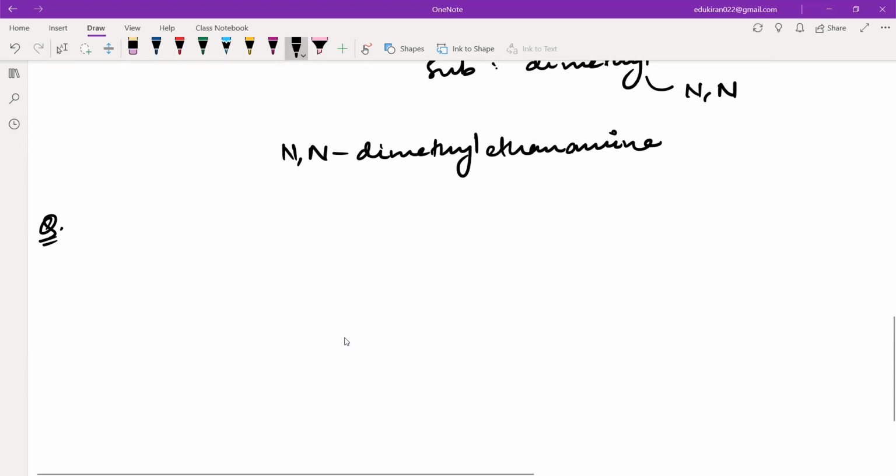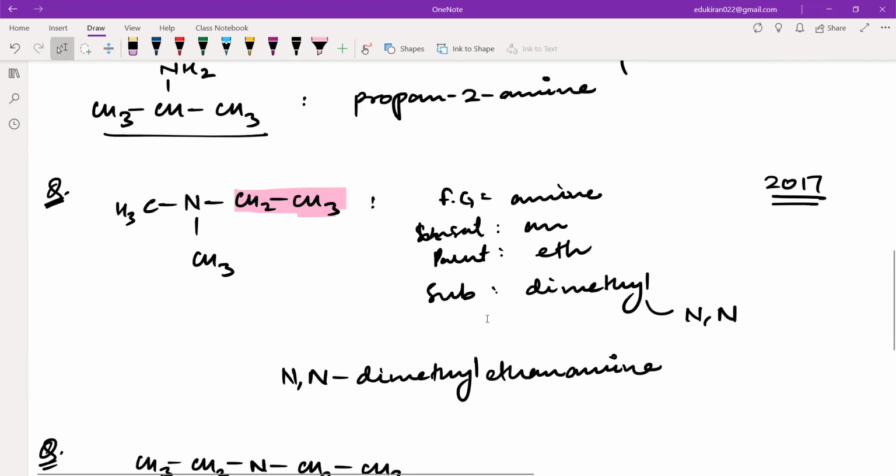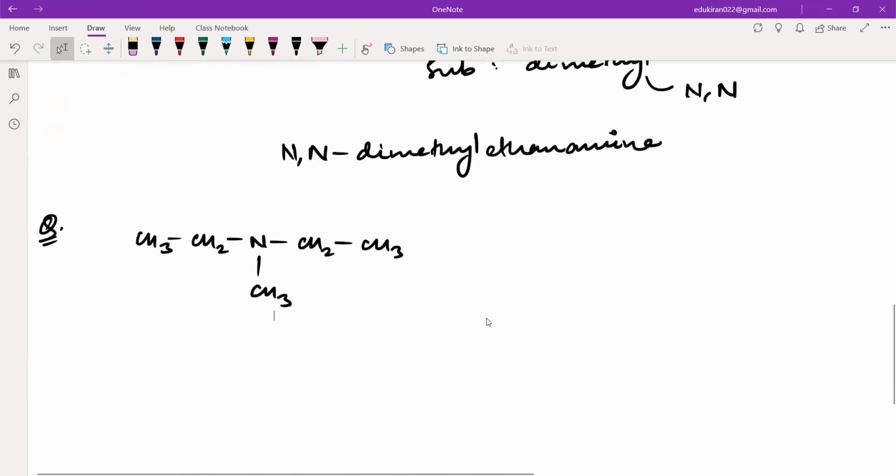Next question. Try this one, okay? CH3, CH2, nitrogen, CH2, CH3, and CH3. See what happens when I do this now with functional groups and saturation, parent, and substituent. It makes it easy, right? So you will tell me what is the functional group here. As you can see, there is nitrogen, so it will be amine. Because this is a 3-degree amine, you can see that it is a 3-degree amine.